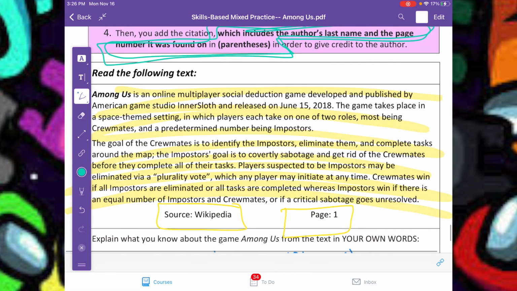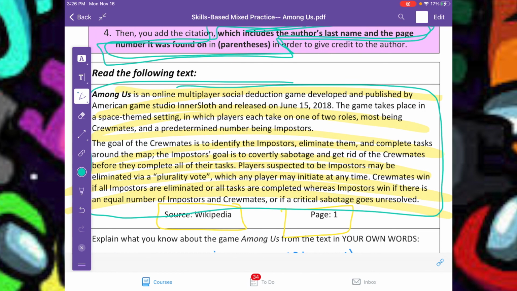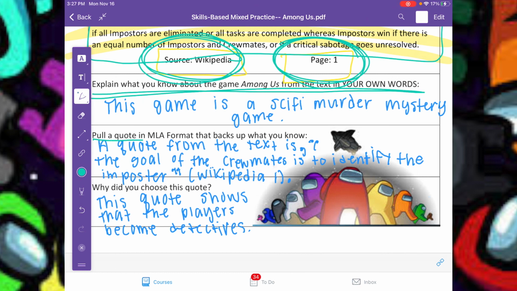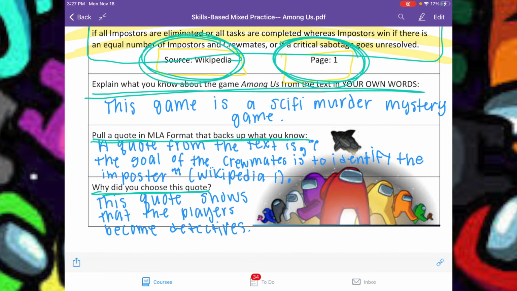So here's the text that you're using right here. You're using this. You're not using any link. You're reading this. This is our author. This is our page number for the citation at the end. So you're going to use your own words to explain what you know about the game. You're going to pull a quote in MLA that backs that up, and then you're going to explain why you chose that quote. So that's the last section there.